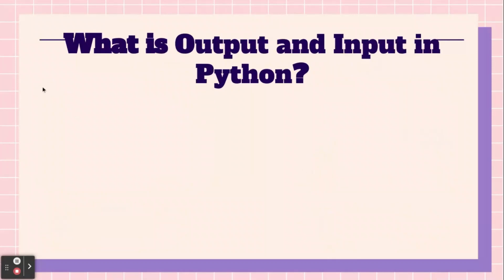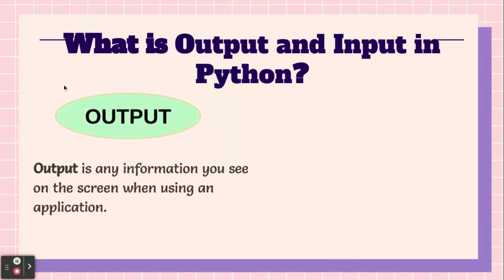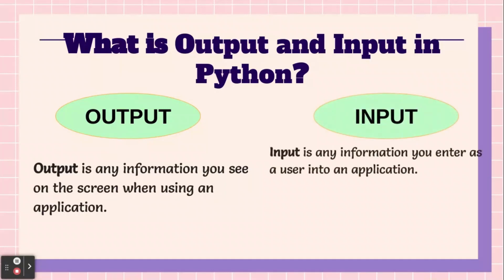So what is input and output in Python? Output is any information you see on the screen when you're using any application. That could be in the form of pictures, videos, links, sounds, and even text. Whereas input is any information that you as a user give back to an application so that the information can be processed. A very simple example is when you're signing in to an application, filling up a form, or filling up a survey. All the information that you give back to the application is referred to as input.